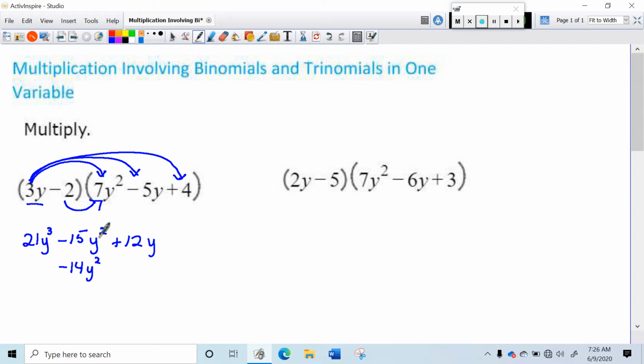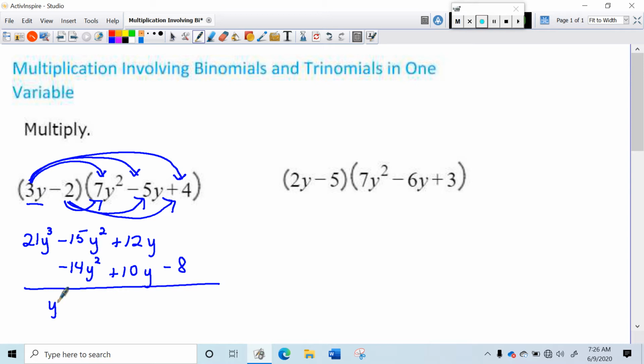So you want to line everything up according to their letters and exponents. Negative 2 times negative 5 is a positive 10, and there's a y. So that goes with the y's. And then negative 2 times 4 is negative 8. Now you add your columns.